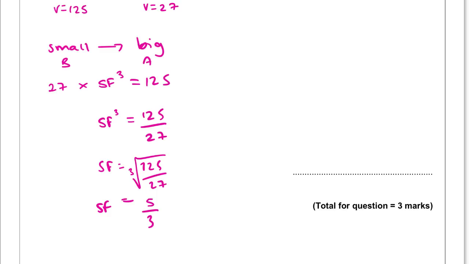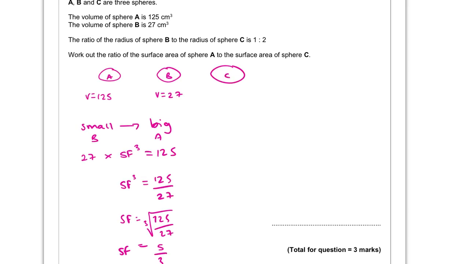We've done it. Right. The ratio of the radius of sphere B to sphere C is 2. Okay. So if I called the ratio of B, the radius of B, let's call that R.